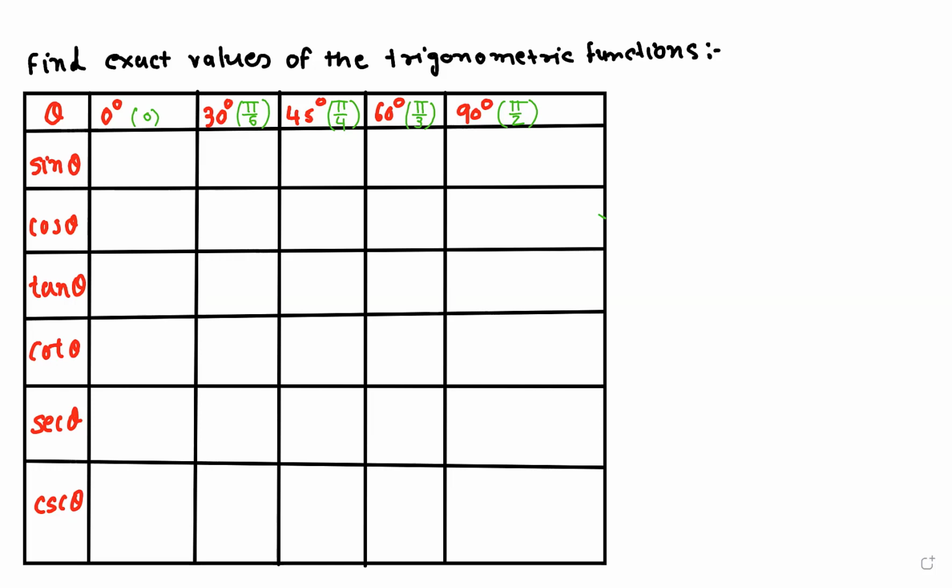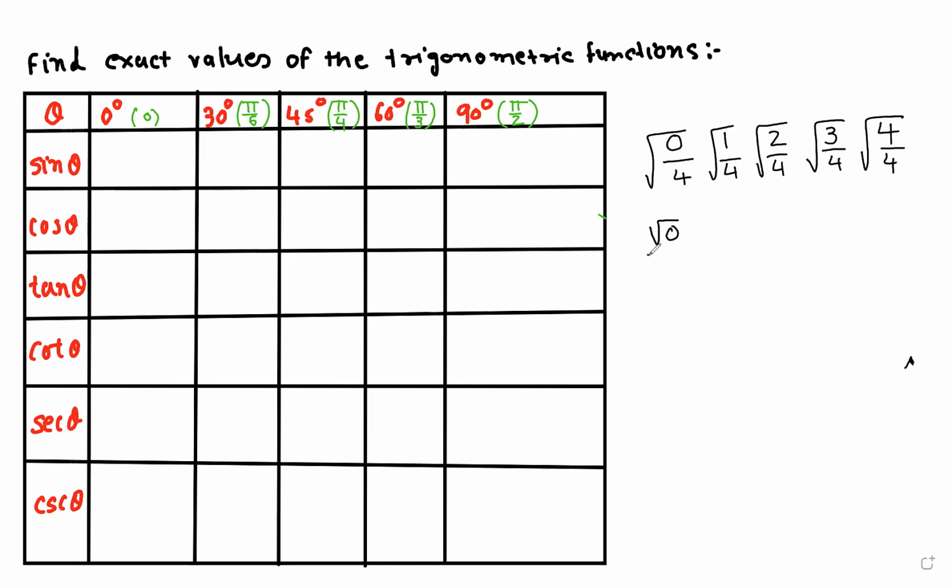Find exact values of the trigonometric functions very easily without memorizing. To do that, the first step is to write 0, 1, 2, 3, and 4 in a row. Then divide each of these values by 4. And then we will take the square root of each one of them. Now we will simplify each value.